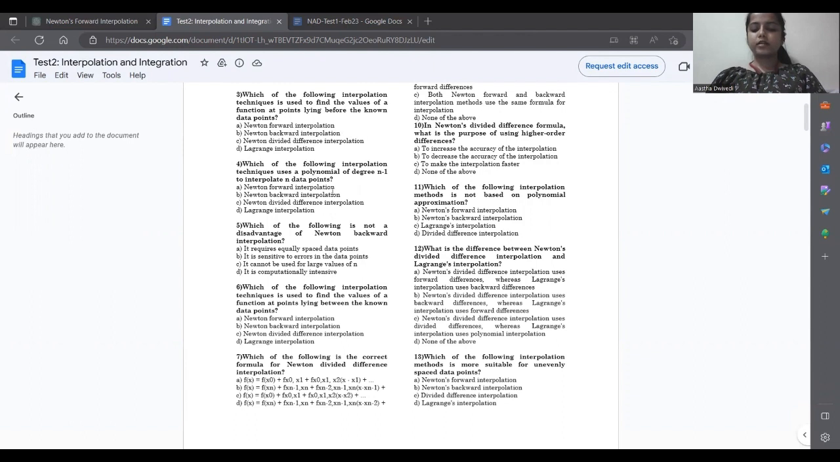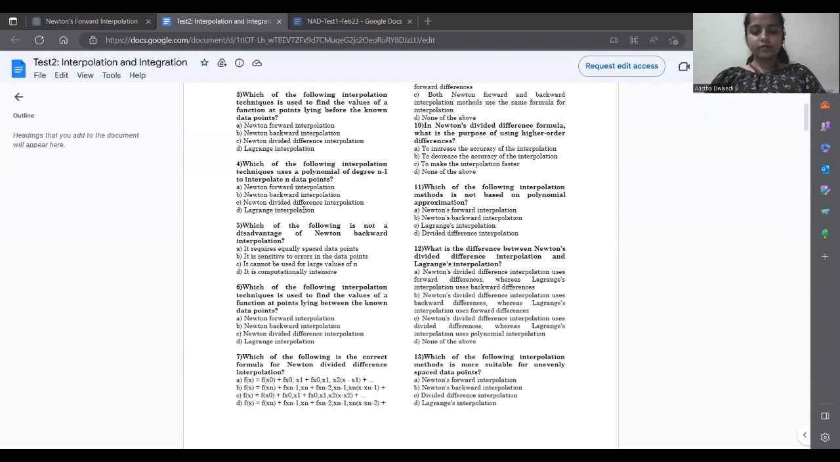Newton backward interpolation is a method for approximating the value of a function at a given point based on a set of equally spaced data points. The method involves constructing a set of backward difference tables and using them to calculate the coefficients of a polynomial function that approximates the function. This technique is used to find the value of a function at a point lying before the known data points. Next question.